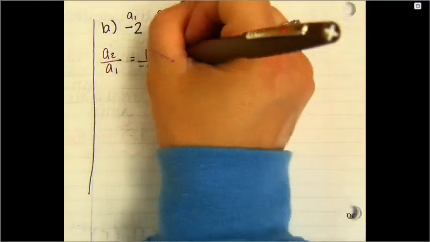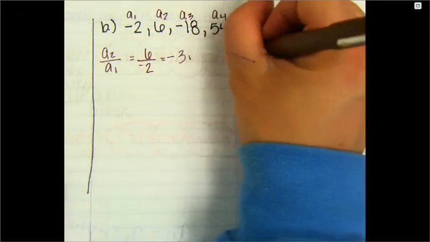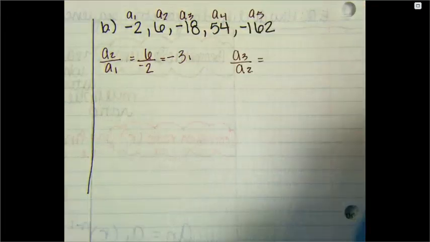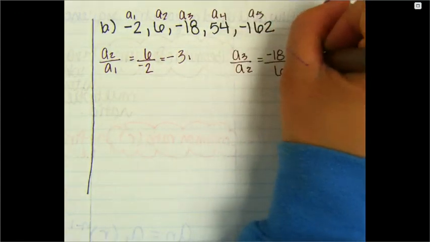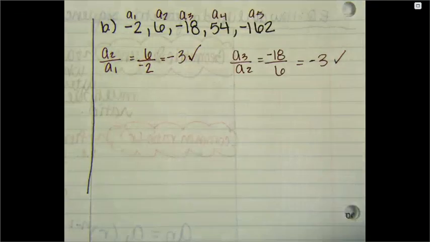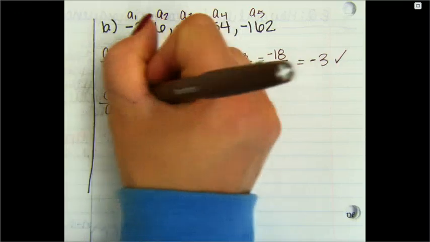All right, ready? You did A sub 1, A sub 2, A sub 3, A sub 4, A sub 5. Yes? Okay. Then we did A sub 2 divided by A sub 1, which is 6 divided by negative 2, which is how much? Negative 3. Very good. Then I did A sub 3 over A sub 2, which is what? Very good, which is how much? Negative 3. So far, so good? Okay. Then I did A sub 4 over A sub 3, which is how much?